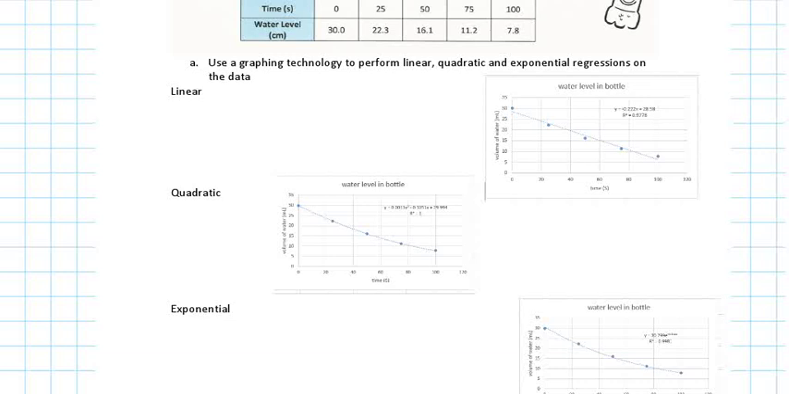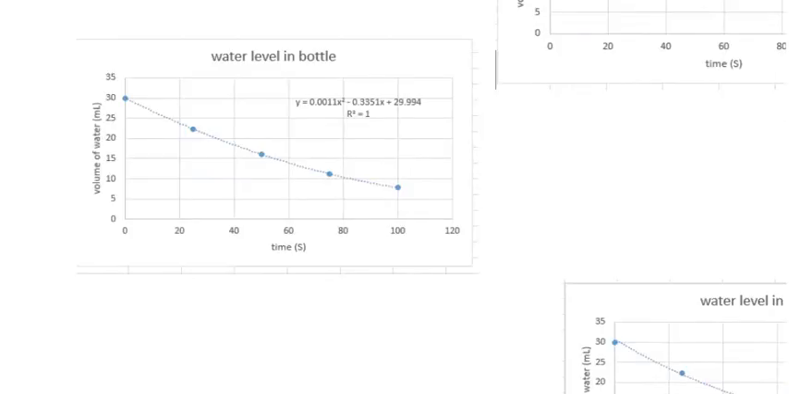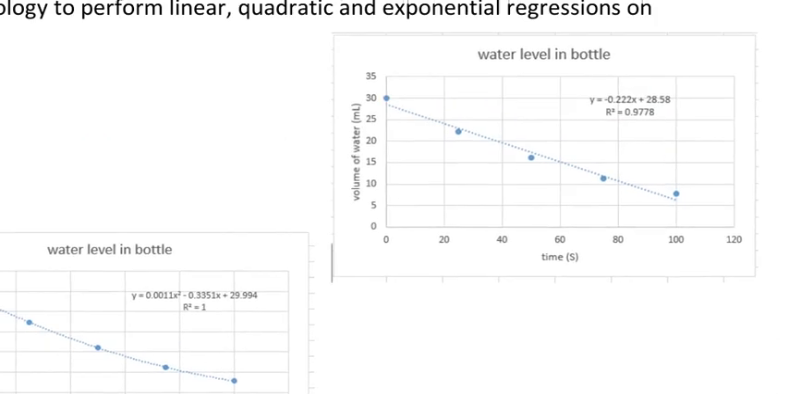Not sure if you guys can see this. So I'm just going to zoom in on each graph. So this is the linear, right? And you see that your R squared is 0.9778.